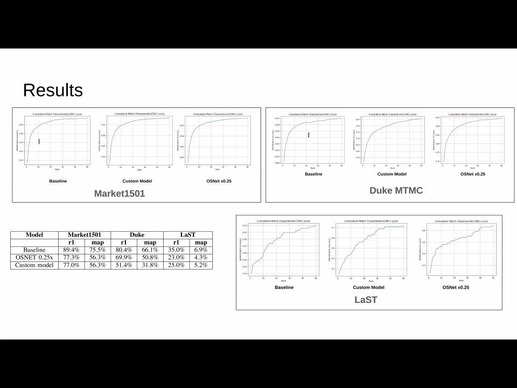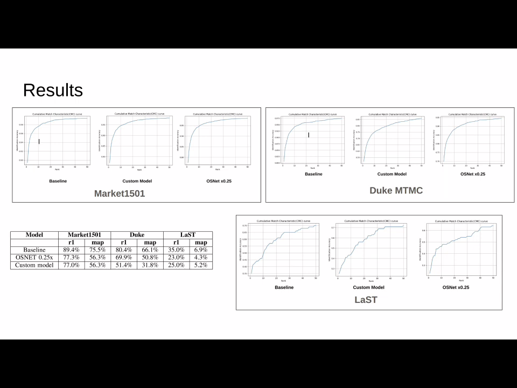So these are some of the results. We have the CMC plots for all the datasets and all the models, and we see right away that for Market and Duke, the models seem to train pretty well, with almost 90% rank 1 accuracy. The baseline does pretty well for Market, and it does really well for Duke as well, but it's hard to train on last. It doesn't train really well on last.